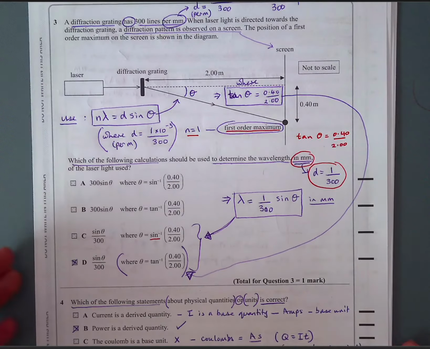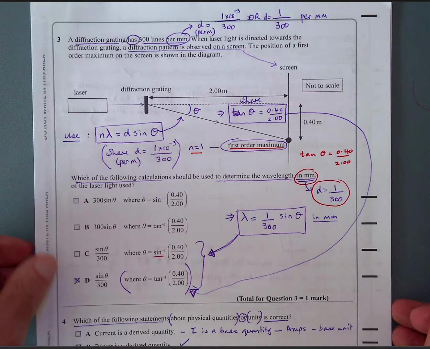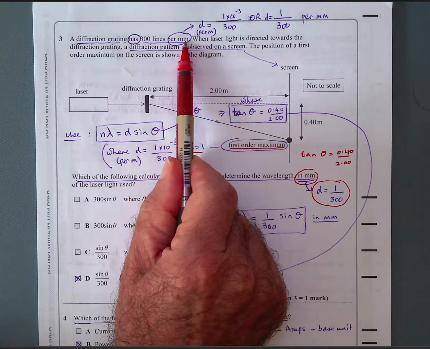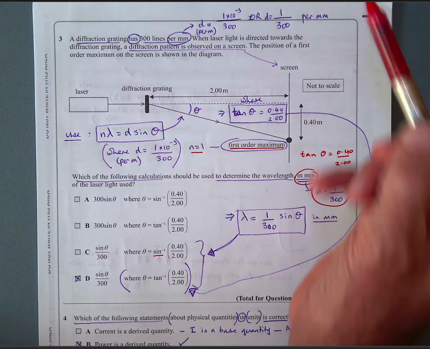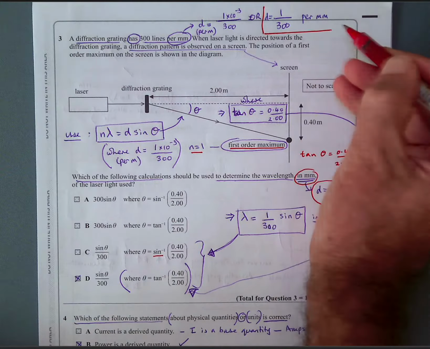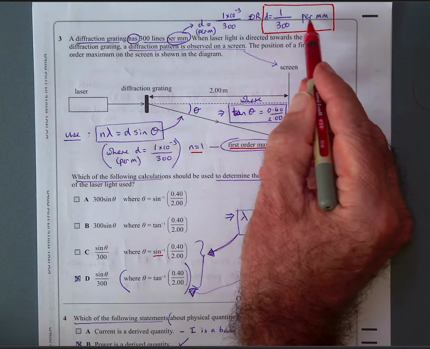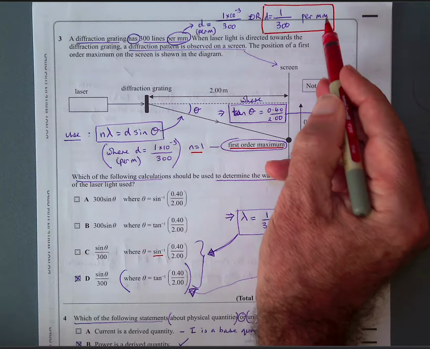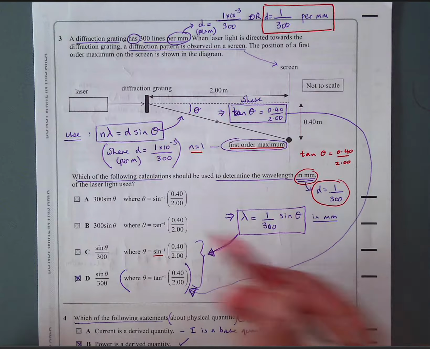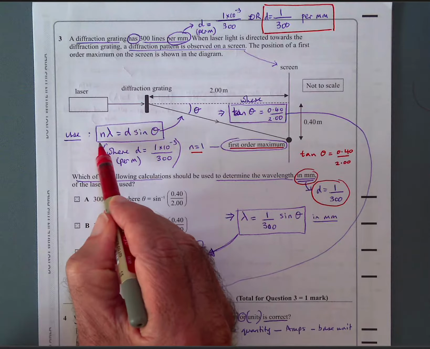Question 3 is about a diffraction grating. I'm just going to make sure you can see my calculation at the top. A diffraction grating has 300 lines per millimeter. If you want the separation per millimeter, you simply divide the 1 millimeter by the number of lines it has per millimeter. So it's 1/300, the separation of the slits, which is what you need for the equation. The equation for a diffraction grating is n lambda equals d sine theta, which is given here.